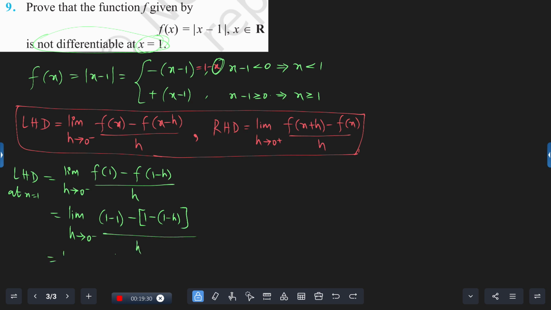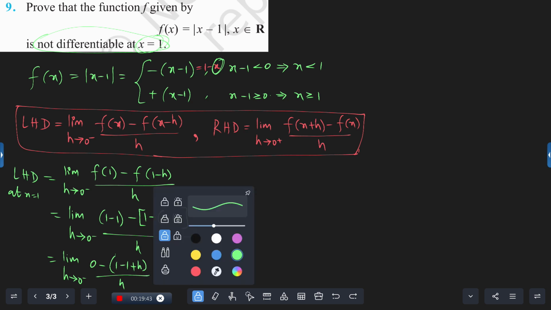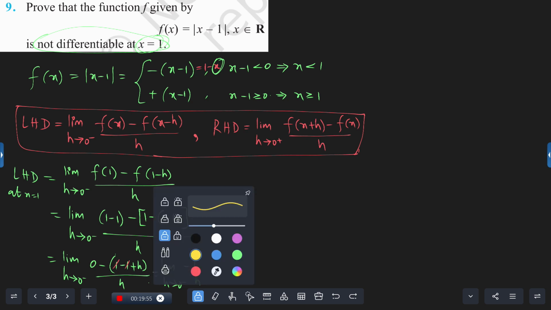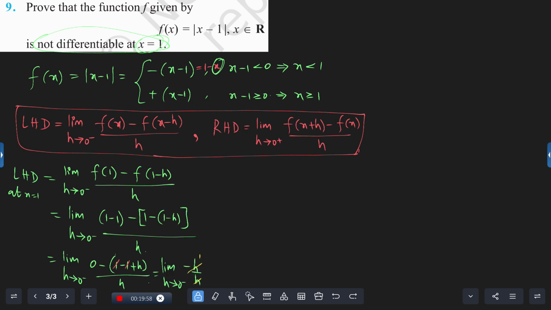Simplify this. So limit h tends to 0, minus 1 minus 1 is 0, and here when you multiply inside, minus 1 minus and minus plus h, divided by h. Here also plus 1 minus 1 cancelled. So finally I am getting limit h tends to 0 minus minus h divided by h. Minus h by h, we can cancel. What I have remaining? 1. There is no h to substitute. So directly my answer is minus 1 for left hand derivative.